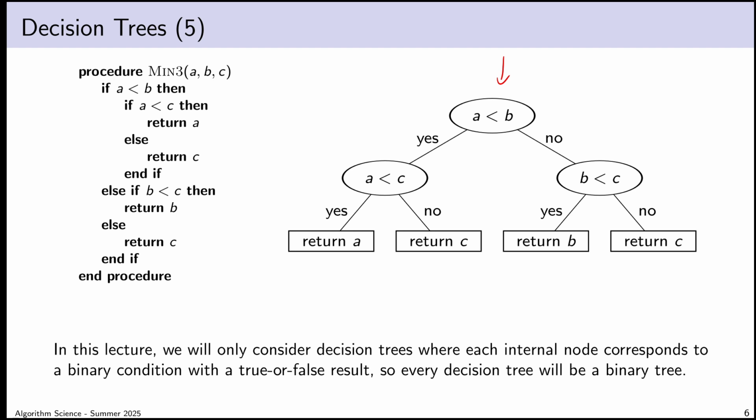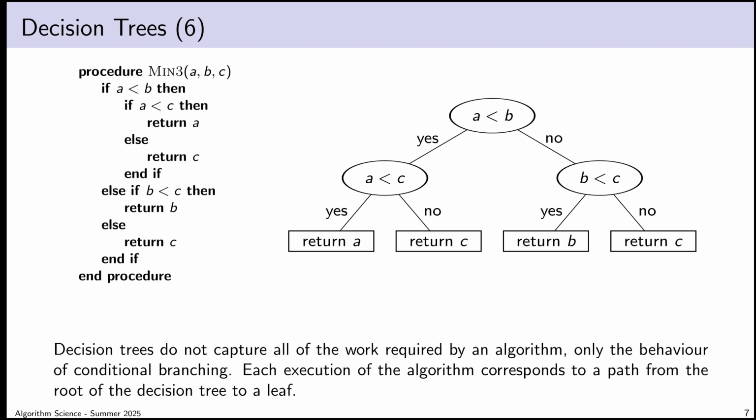It's perfectly valid to think about decision trees in general having more than 2 children per node or having an arbitrary number of children per node. It's just that we're not going to need to do that for our purposes. So, as I said, decision trees don't capture all of the work required by the algorithm, just the behavior of conditional branching, or in general, the behavior of the decision process underlying the algorithm.